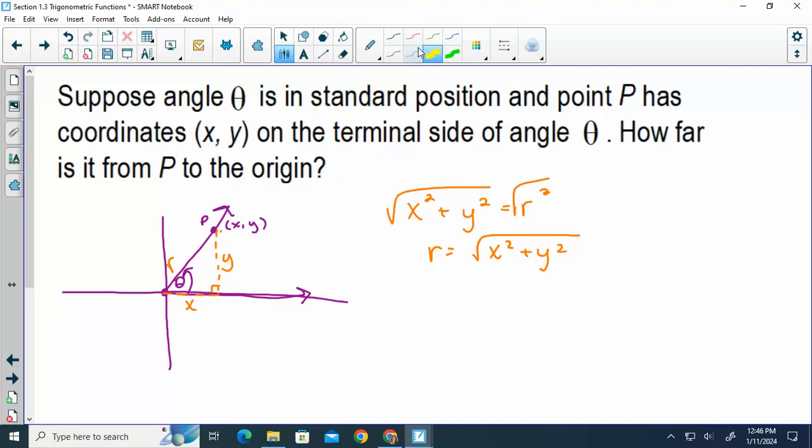We are going to be using that a lot today, and I wanted to show you where it came from instead of just showing you a formula. So the distance from a point on the terminal side of the angle to the origin can be found by doing this measurement. That's my theta, just meaning the angle. Any other questions?